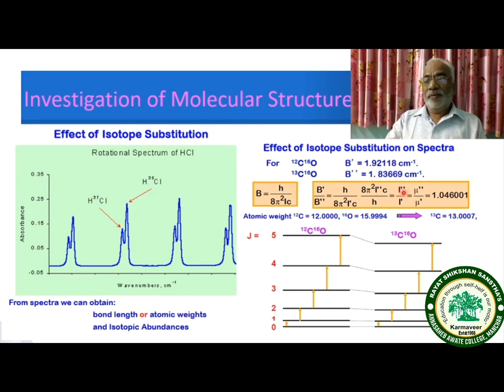What is I? Moment of inertia, mu into r square. What have we considered? Again we assume that in the isotope substitution, the bond distance will not change, because we assumed initially the spectra for a rigid diatomic molecule. Bond distance does not change, means I is equal to mu into r square. So r square gets cancelled. So what is the only difference? Mu double prime upon mu prime.